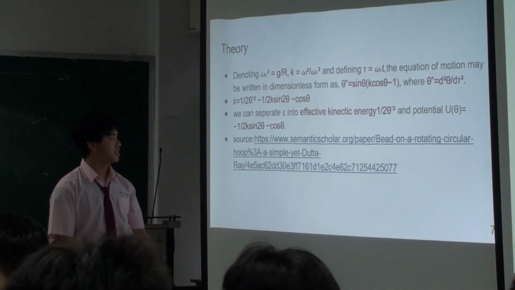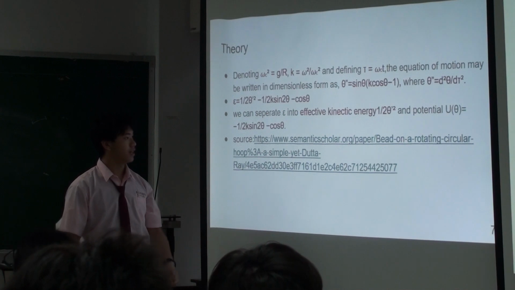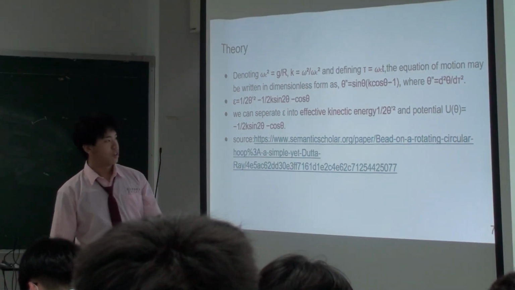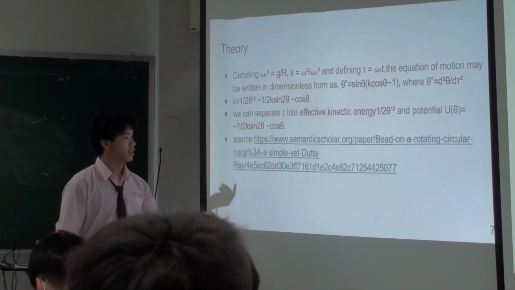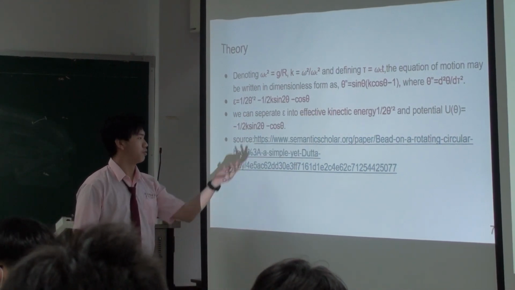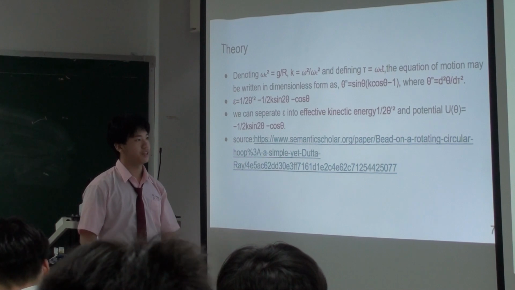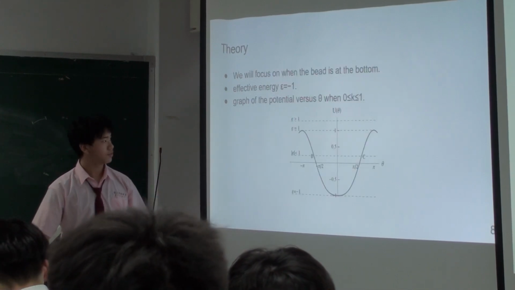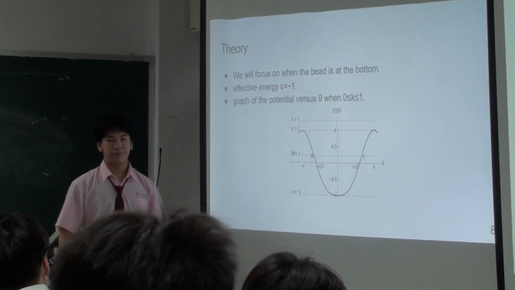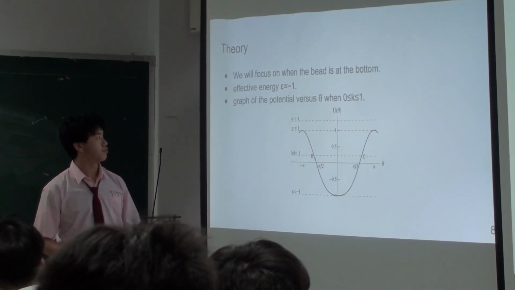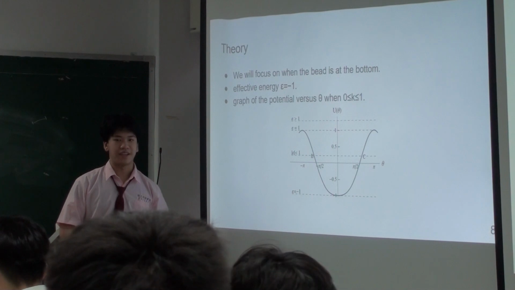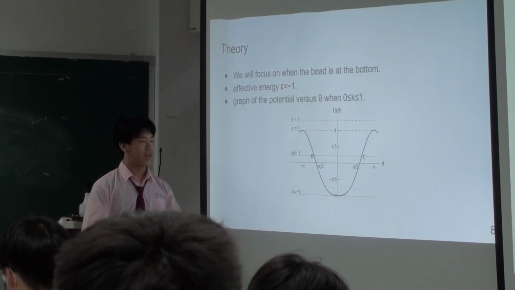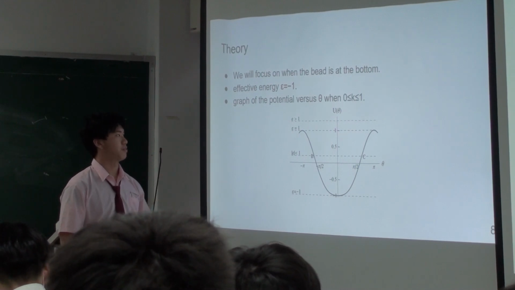And we can separate epsilon into an effective kinetic energy, which will look like this, and an effective potential energy, which will look like this. We'll call it the potential energy U(theta) for further use. Like here, for various reasons, we will focus on when the bead is at the bottom of the hoop, and this will be the main focus of our experiment.